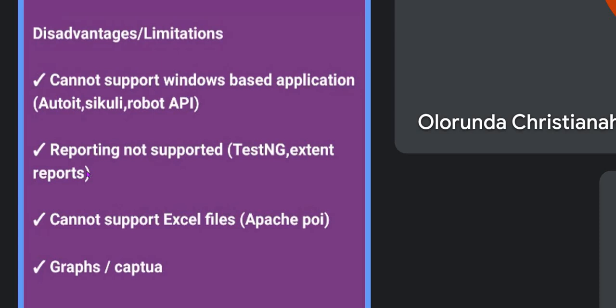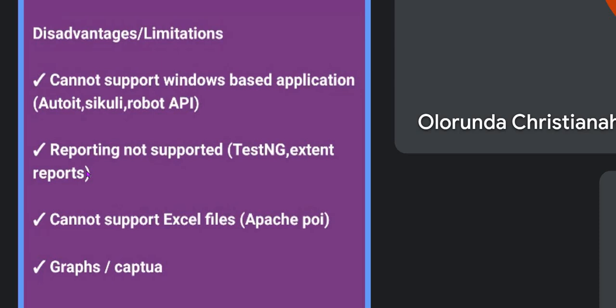Those are AutoIt, Sikuli, and Robot API. These are the tools that we will be using as third party. So even though Selenium has this disadvantage, it has been overcome by these tools. Then we have reporting not supported. This is also one disadvantage which Selenium has.